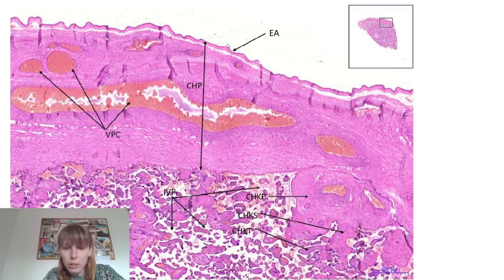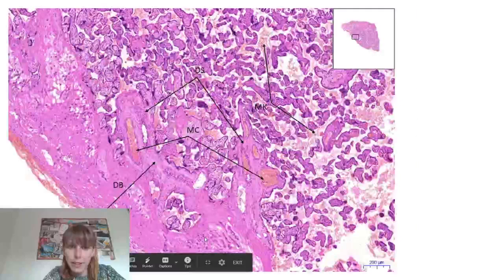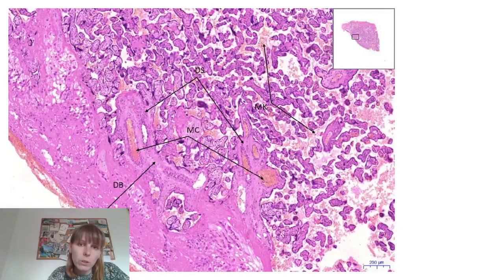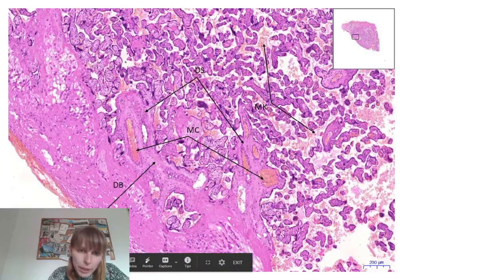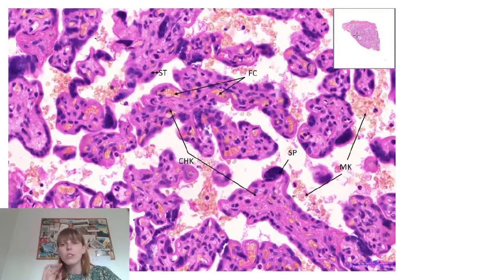We will go into close-up, and these are the villi that are coming out of the chorionic plate. And the white space is the intervillous space. On the other side, we will see again a pink area, which is not filled with villi, so it's solid pink. And when we zoom in, we will see the decidual cells. So we will find out that it's the maternal part. But first let's take a look at the villi.